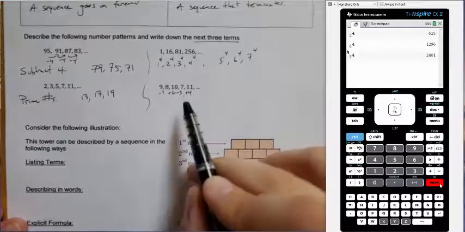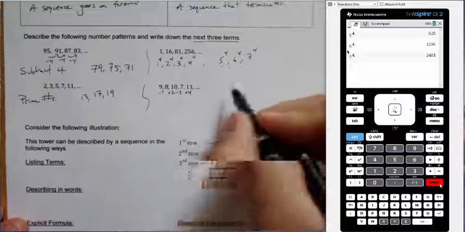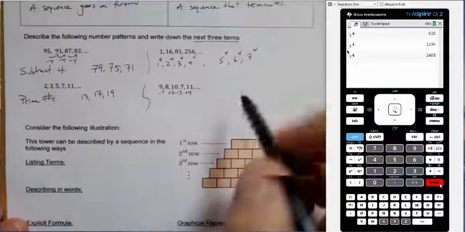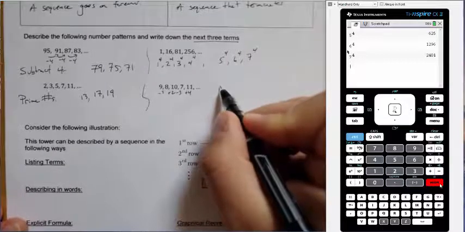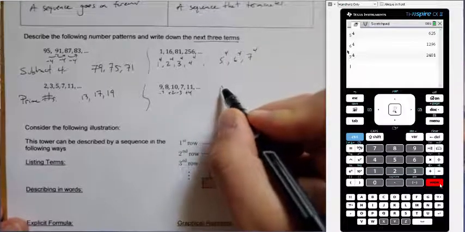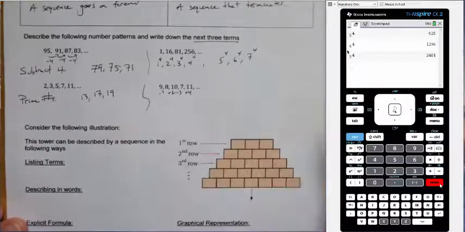It looks like I'm taking the previous number and adding something consistently. Recursively, I'm using the previous number. In words, it looks like I'm taking the previous number and then adding the next bigger number after that. So how might I write that?